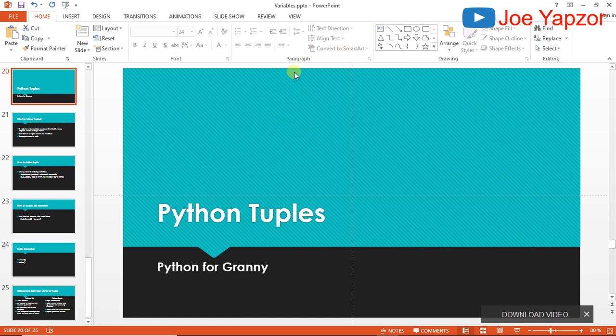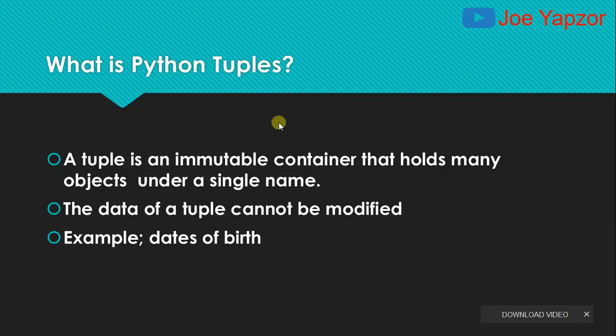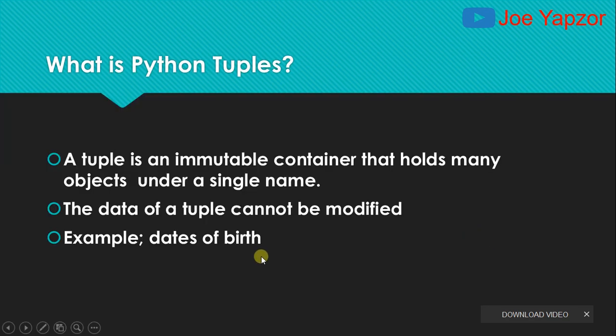So to get started, what's a Python tuple? A Python tuple is simply like a list. It looks like a list, but a tuple is an immutable container that holds many objects under a single name. And a single name here is the variable name. And a list, as we said, is a container. The difference is that a list is mutable. In a list, you can change the objects, you can modify them, but in a tuple, you cannot. That's why the data of a tuple cannot be modified. An example is date of birth.